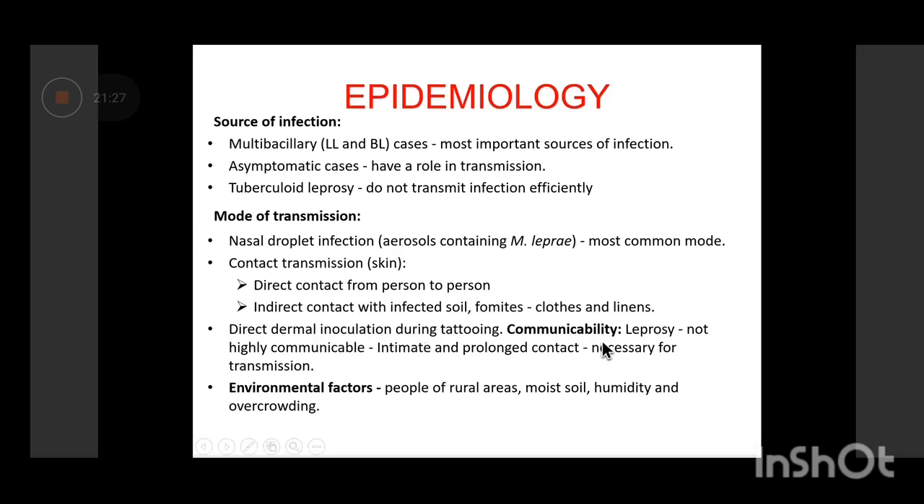Now coming to the communicability. Leprosy is not that contagious a disease, but it gets transmitted when there is intimate and prolonged contact between the infected person and a non-infected person. Intimate contact is required for transmission of leprosy.